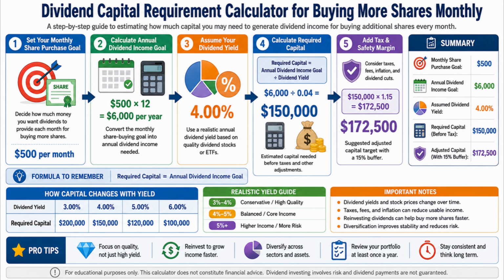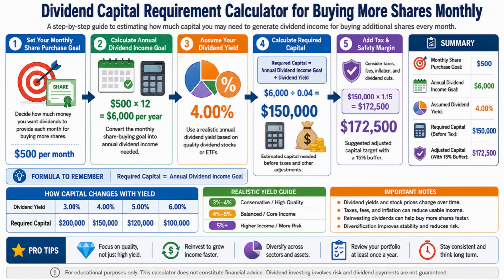Additionally, diversify the portfolio across different companies, sectors, industries, and asset types. Diversification may reduce the impact of a dividend cut or financial problem affecting one particular holding. It can also help create a more stable stream of income for monthly share purchases.